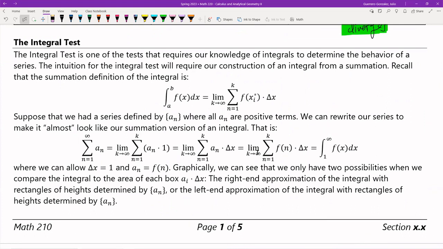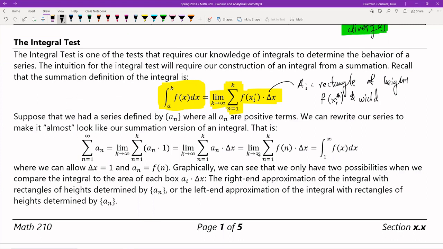The first thing I want to recall, and this is way back from chapter 1 of this class, is the limit summation definition of what an integral is. Remember, if we had an integral from a to b of f of x dx, that is equivalent to the limit as k goes to infinity of the summation of these things. Each one of these was a box, a rectangle of height f of x i star and width delta x. If you don't remember that, go back to section 1.1.